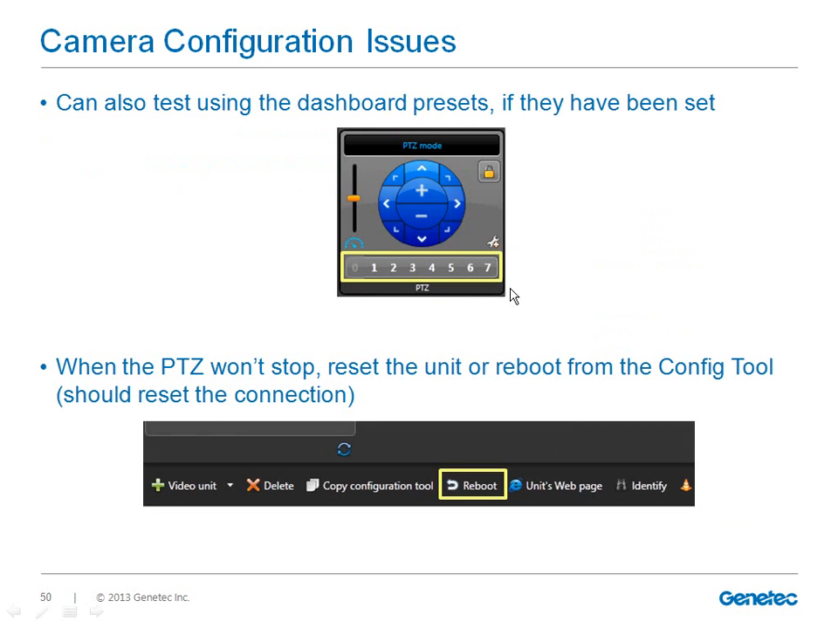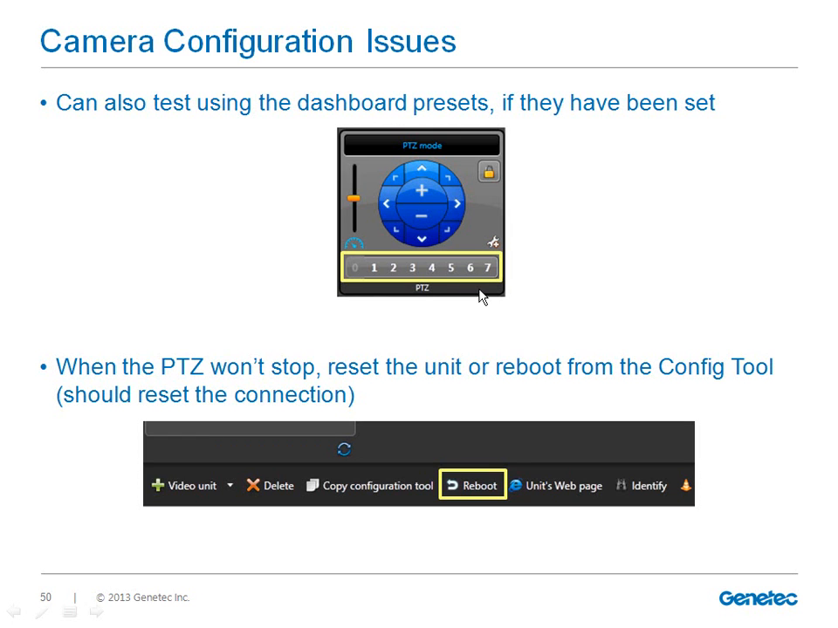Now if the PTZ unit that you're trying to move supports presets, and we have some of them set up like we have here, you can try those as well. If these work, at least we know the command and control communication is working between the archiver and the PTZ.